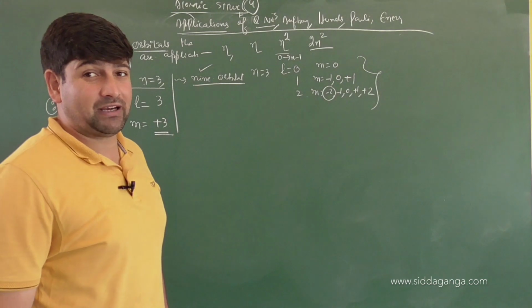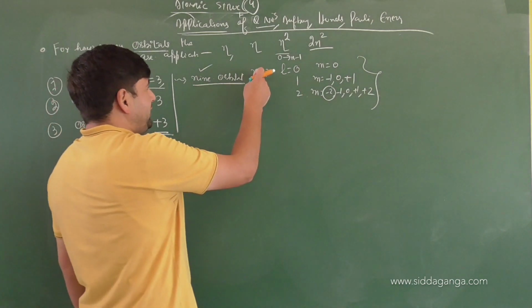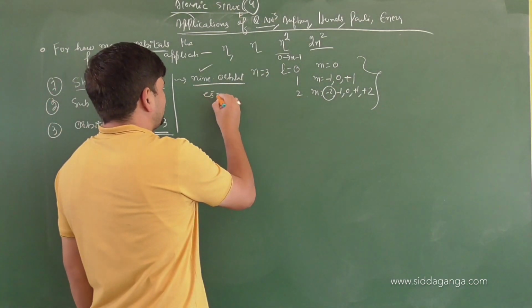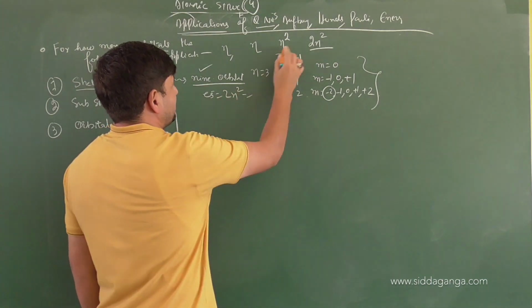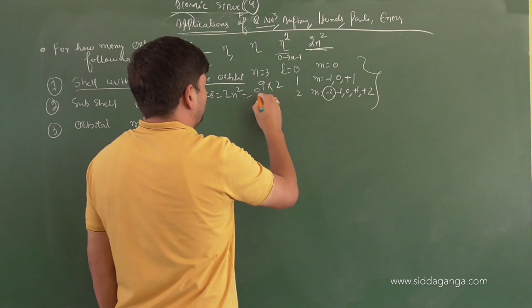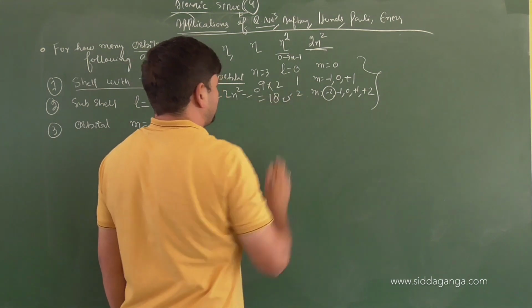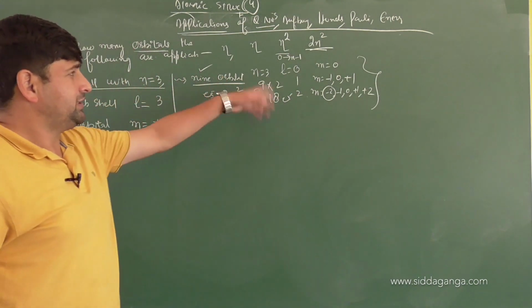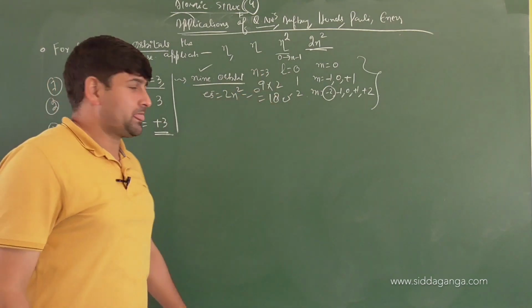If you are asked the number of electrons, naturally, because we have 9 orbitals, the number of electrons will be 2n square, right? Or 9 orbitals means each orbital can accommodate 2 electrons, that is 18 electrons. But that's not asked, just generalize it, the idea here.